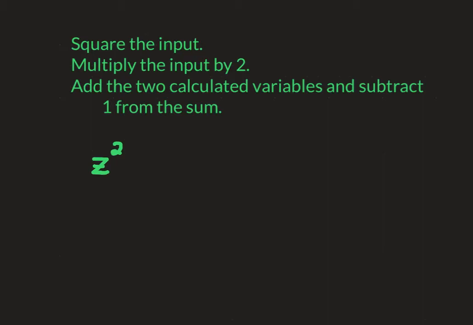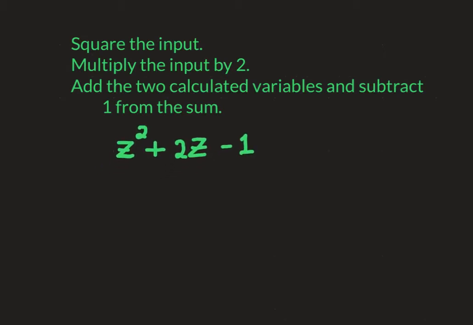and I'm going to multiply the input by 2. So I'm going to write that as 2z. Then I'm going to add the two calculated variables and subtract 1 from the sum. So PEMDAS would tell me, square this, do that multiplication, then add, and then subtract 1, which is what the English instructions told me to do.